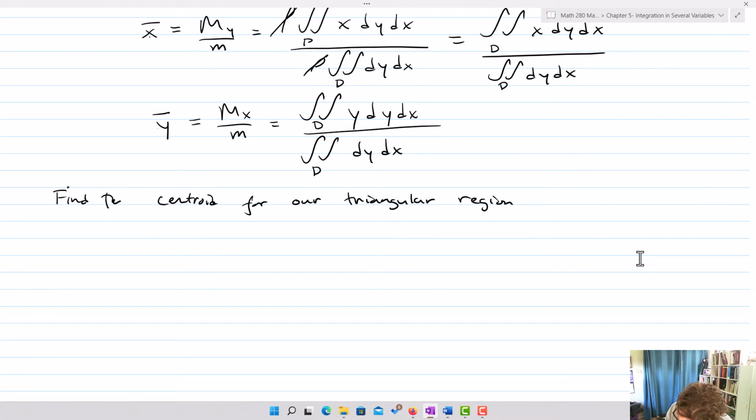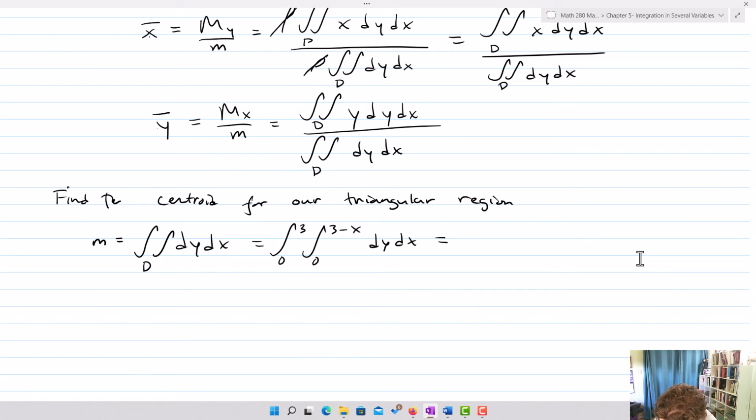So what we're going to do then, we've got the double integral. We'll find our mass first. M equals the double integral over D, and this is just going to be dy dx, which equals the integral from 0 to 3 and 0 to 3 minus x of dy dx, which equals the integral from 0 to 3 of 3 minus x dx, which ends up equaling 3x minus x squared over 2, evaluated from 0 to 3. And that ends up equaling 9/2.